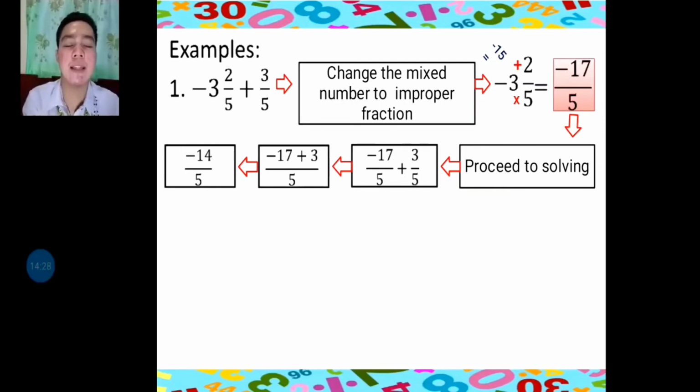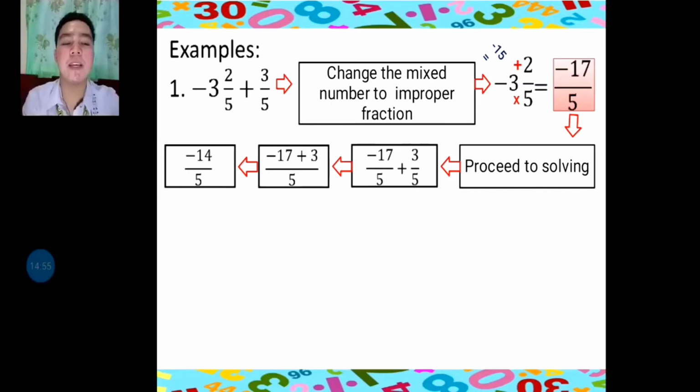Then we will get the sign of the bigger number. As you can see, 17 minus 3 is 14. So we have the numerator negative 14. Then our denominator is 5. Negative 14 over 5 will be our answer.